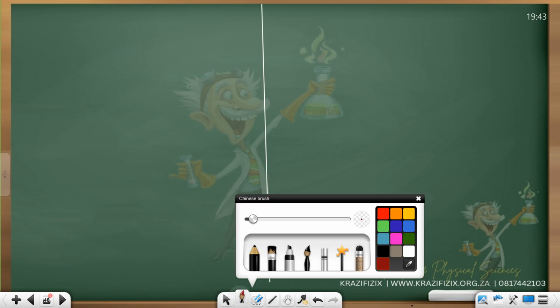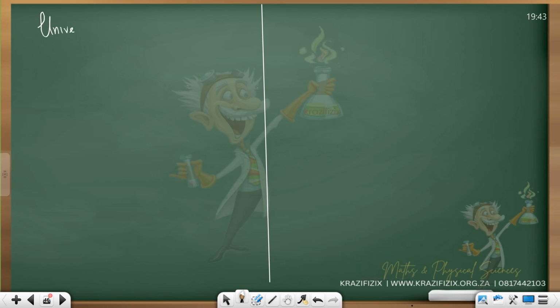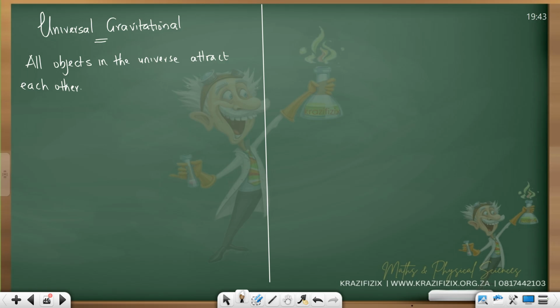Let's take a quick introduction to the last law. Universal gravitation. We won't finish this today, but I want us to start it quickly. Now, all objects in the universe attract each other. That's what the law says. All objects in the universe attract each other. If they're attracting, there must be a force.